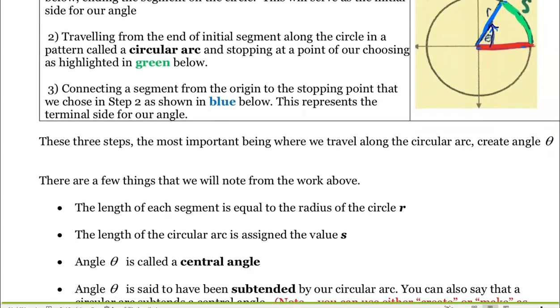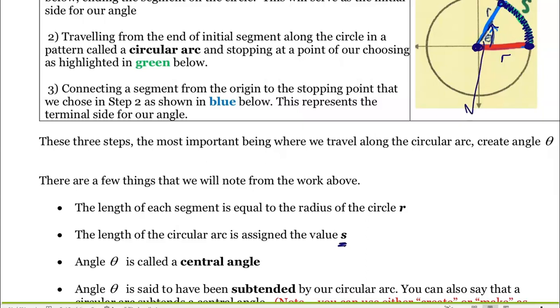Okay, so these 3 steps, the most important being where we travel along the circular arc. Okay, so this is the piece right here that's new. We hadn't talked about this. That's your circular arc. And we created angle theta. There are a few things that we will note from the work above. The length of each segment, so this is a segment, is equal to the radius of a circle, right? From the center out to that circle is the radius. The length of the circular arc is designated as S.